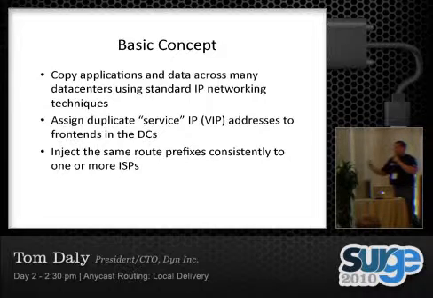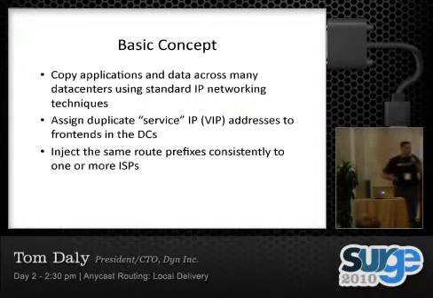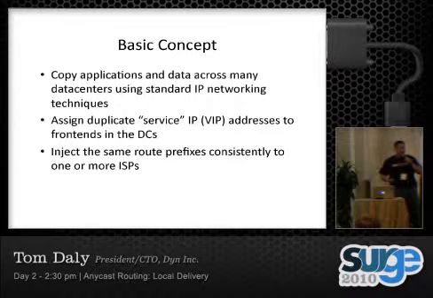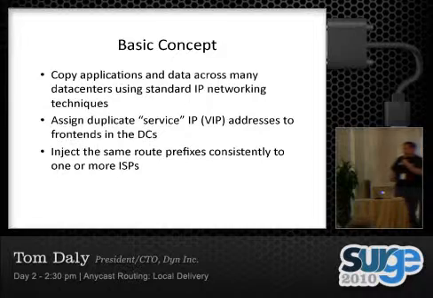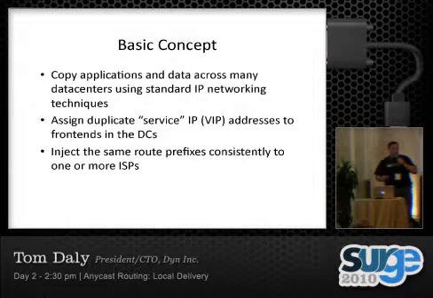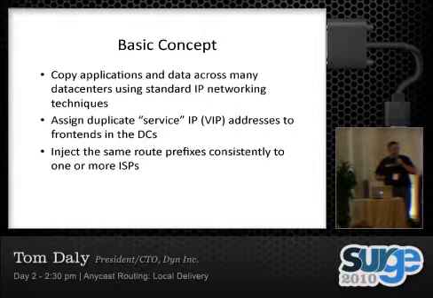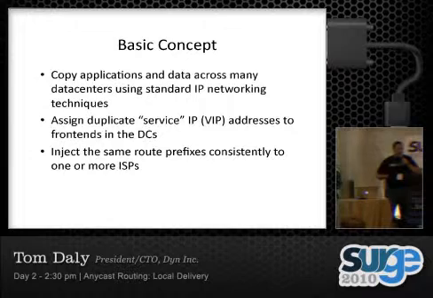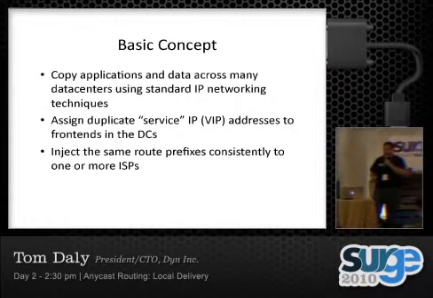But then you assign a duplicate IP address or a VIP that's shared to all of the front ends in the data centers. So it doesn't matter where in the world you are, you can hit 208.78.70.1 and you could get routed to totally diverse data centers. And then the secret here, what really makes it Anycast, is you start injecting the same route prefix into provider backbones. So I'll take you over how that prefix announcement works in a second.